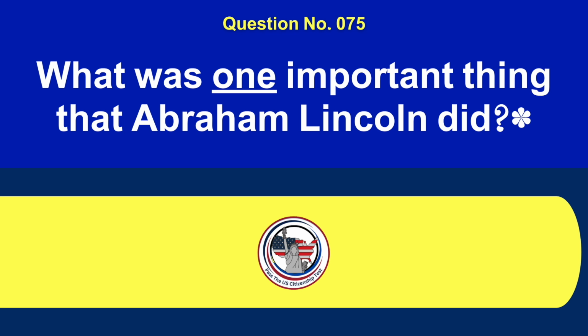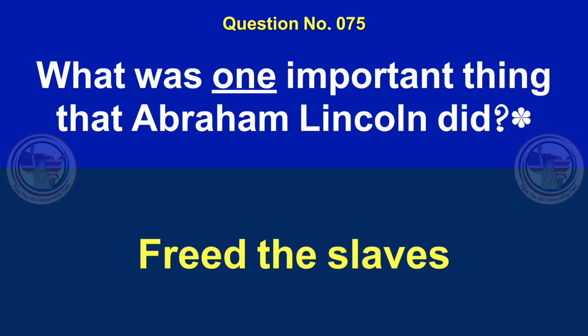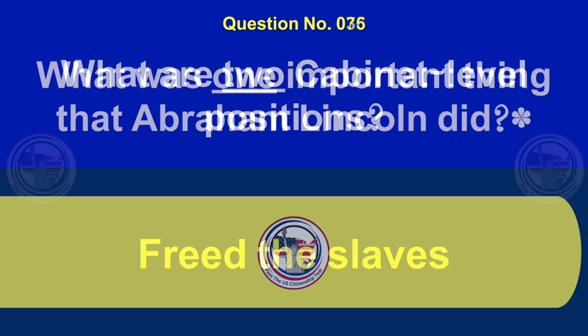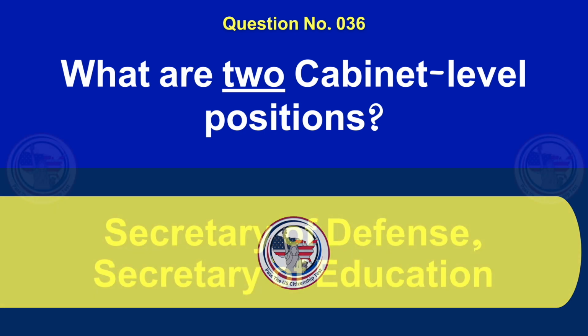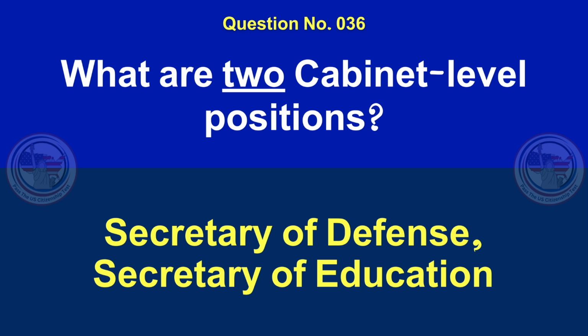What was one important thing that Abraham Lincoln did? Freed the slaves. What are two cabinet-level positions? Secretary of Defense. Secretary of Education.